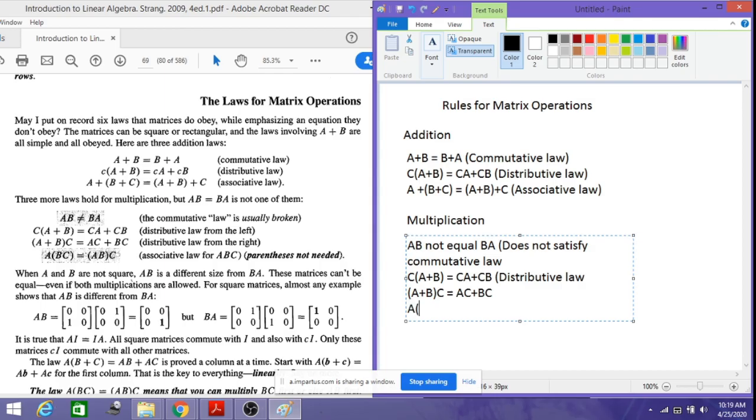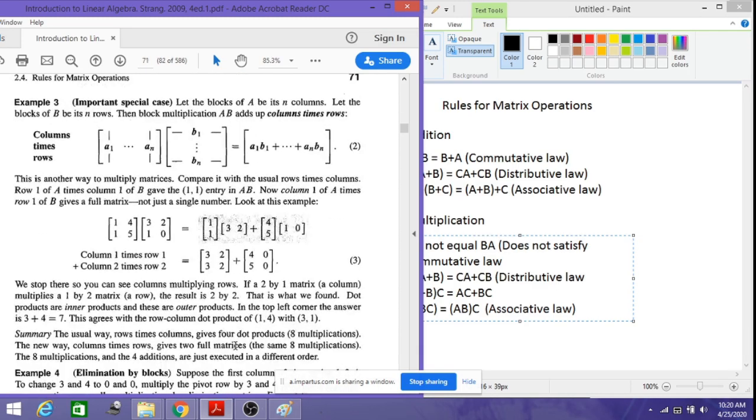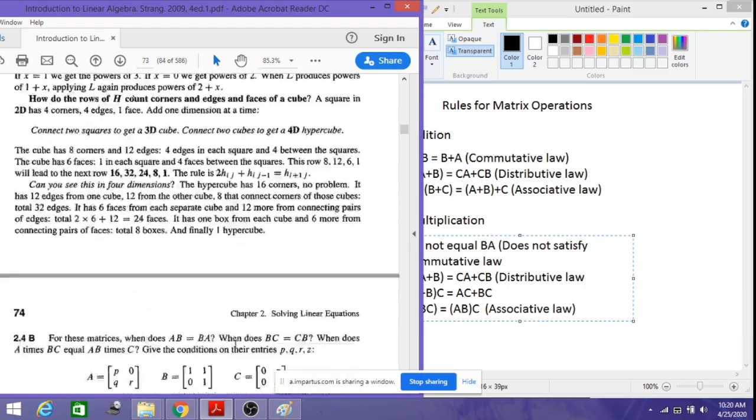Then A into B into C is equal to AB into C. It is the order which will matter, meaning A into B into C. So it satisfies the associative law. So the only law that will not be satisfied is the commutative law in the case of matrix multiplication. So that's about this.